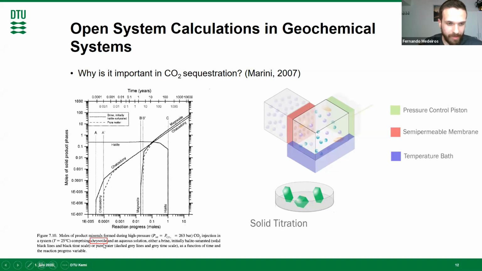And chrysotile, this solid here, is being titrated into the system. So actually, we add a small amount of chrysotile and see how the system responds. This is a very interesting way to assess how much CO2 can be trapped in a mineral formation, like what kind of mineral formations are better for trapping CO2.